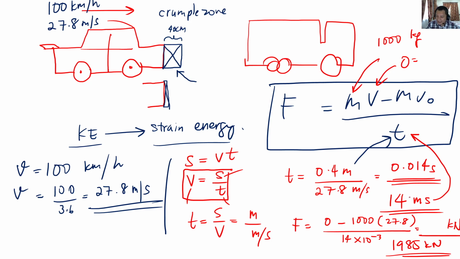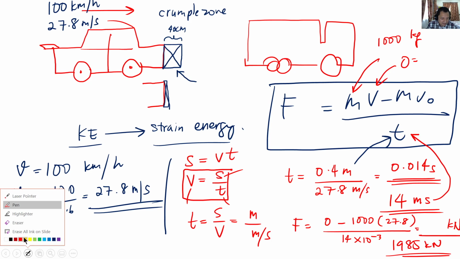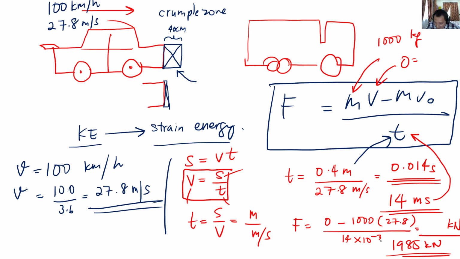So this is if it happens for 14 millisecond. This is making it worse. This is causing it to be huge. If you can somehow lengthen this time, you're going to be okay. So you as automotive engineers maybe want to lengthen your crumple zone, right? What do? You cannot lengthen this already, right?